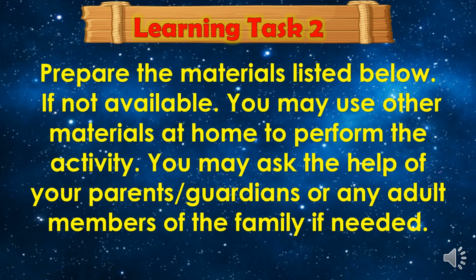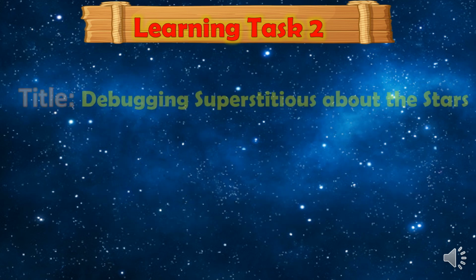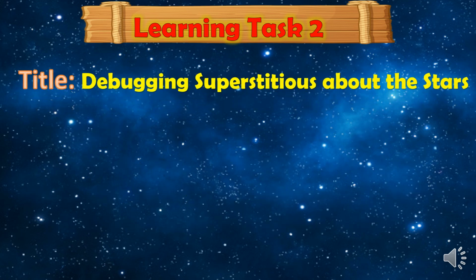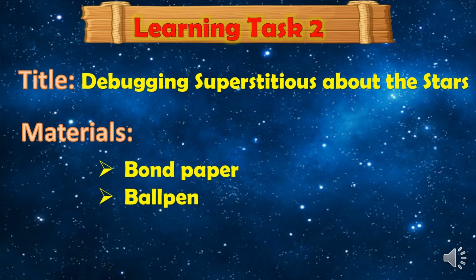And for learning task number 2, prepare the materials listed below. If not available, you may use other materials at home to perform the activity. You may ask the help of your parents or guardians or any adult members of the family if needed. The title of the activity is Debugging Superstitions About the Stars. The materials: bond paper and ball pen.